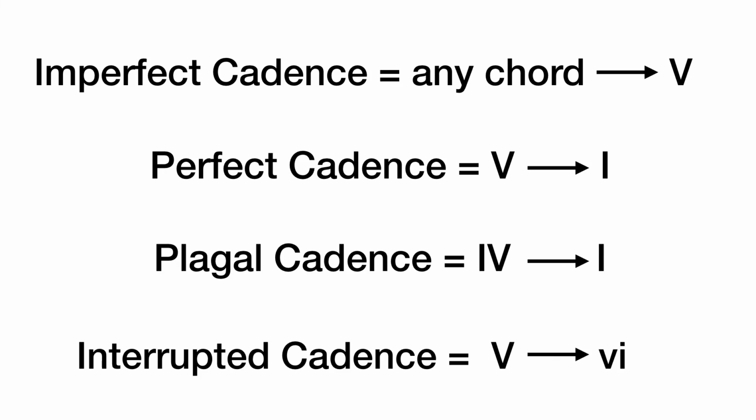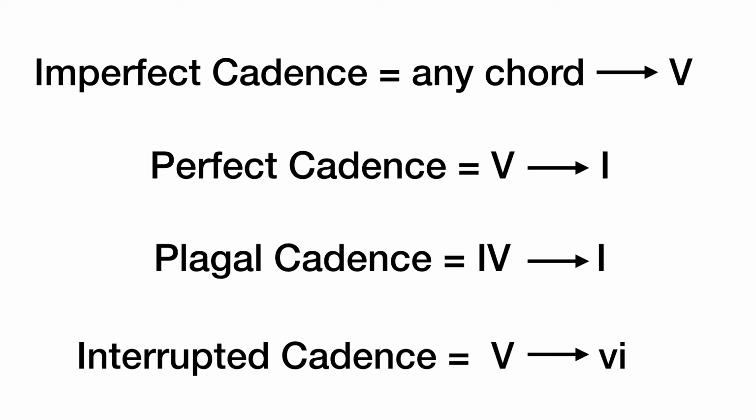So to recap, there are 4 main cadences that you'll need to know. The first is imperfect, which is any chord going to 5. It sounds incomplete, as a 5 chord needs to resolve to the tonic. The second is perfect, which is chord 5 to chord 1. It is the most conclusive of all the cadences.